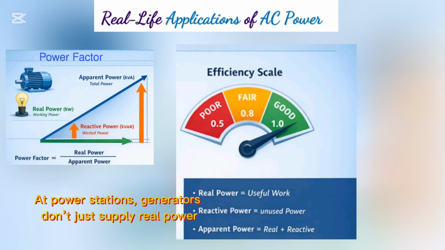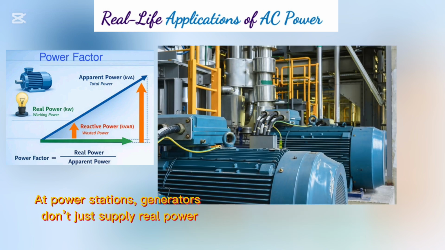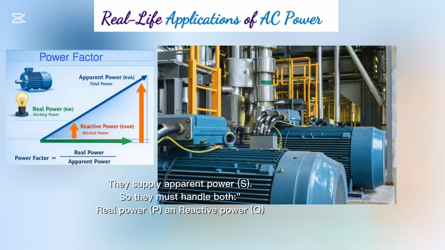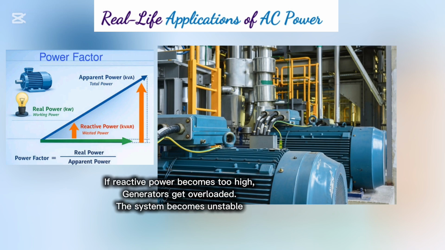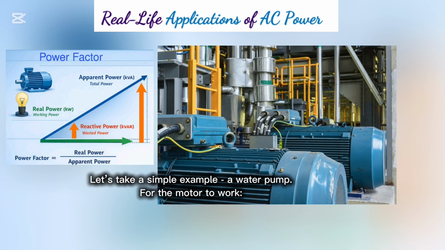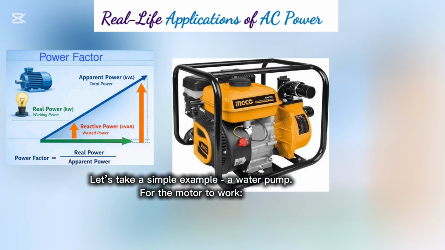At power stations, generators don't just supply real power. They supply apparent power S. So they must handle both real power P and reactive power Q. If reactive power becomes too high, generators get overloaded. The system becomes unstable.